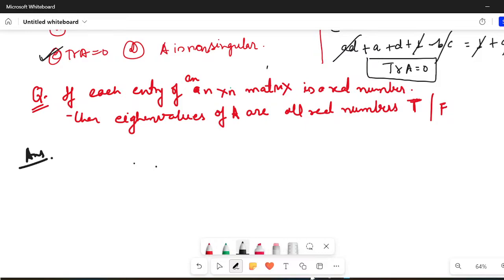What do you think? Are there any answers from the audience? Okay, so let me give you an answer to this. The answer is false. Why is the answer false? Just take any 2 cross 2 matrix.